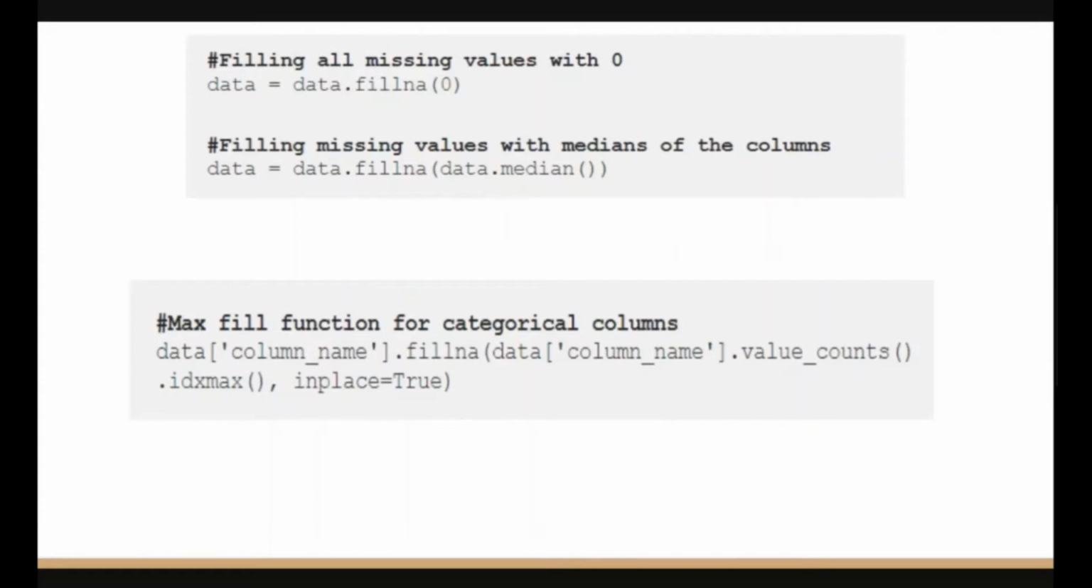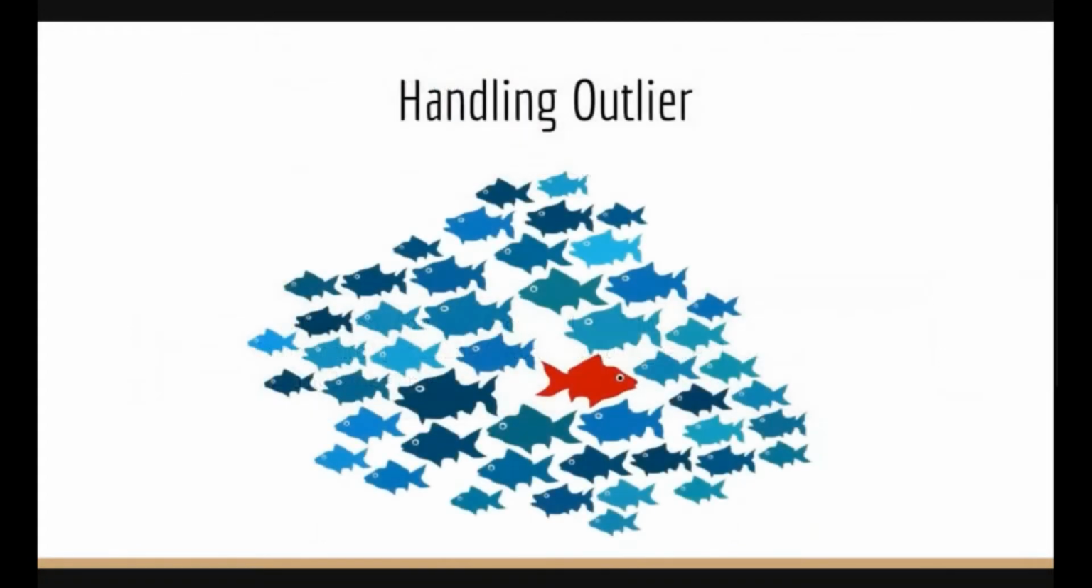Next, we'll go to outlier handling. Outliers are an issue because they can give the machine learning algorithm a tough time, as they are like noise in the data. As you can see from the visualization, if you visualize the data, it's much easier. An outlier can be easily detected, just like this fish in red.